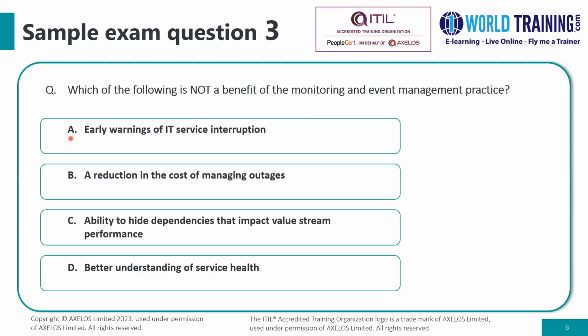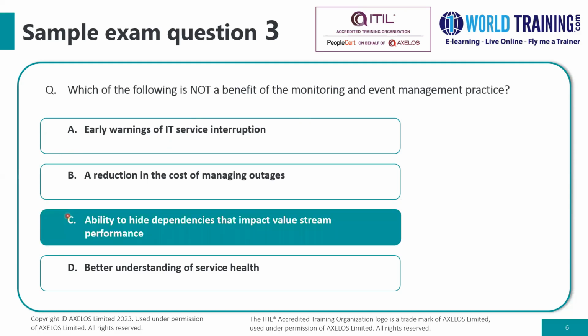Option A is definitely a benefit. Option B as well, and option D as well. So C would be the answer. That is not a benefit. In fact, it is the opposite of the benefit. It is not about hiding dependencies, but about exposing the dependencies. So let's move forward.